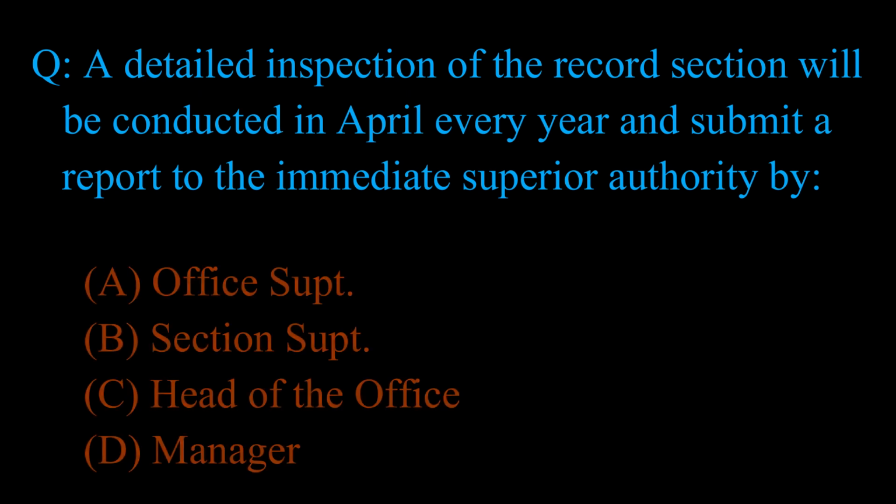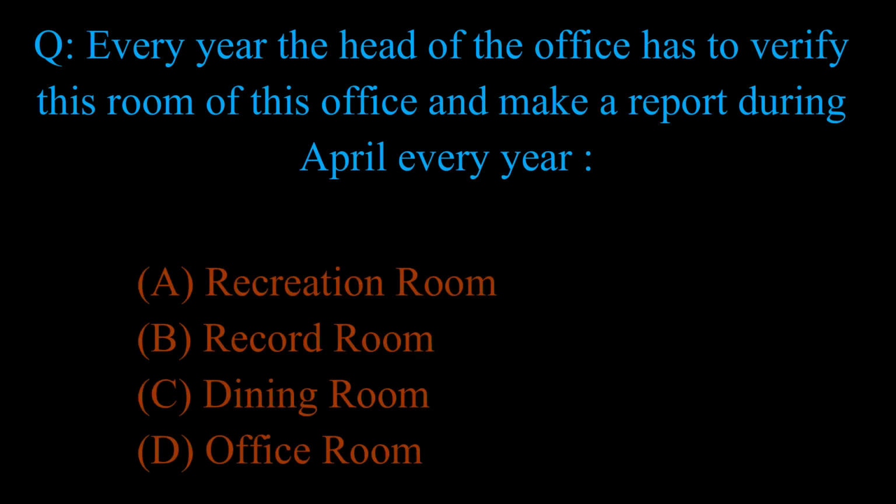A detailed inspection of the record section will be conducted in April every year and submit a report to the immediate superior authority by dash. C. Head of the office. Every year the head of the office has to verify this room of this office and make a report during April every year. B. Record room.